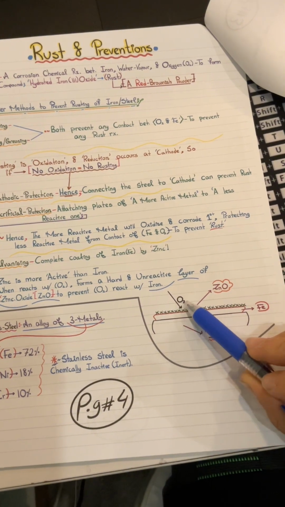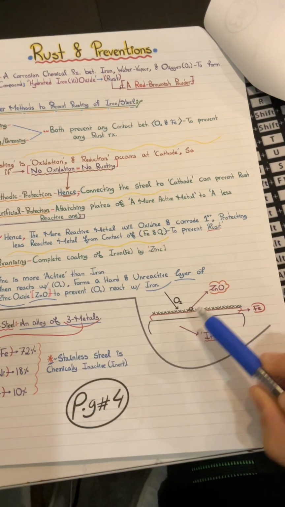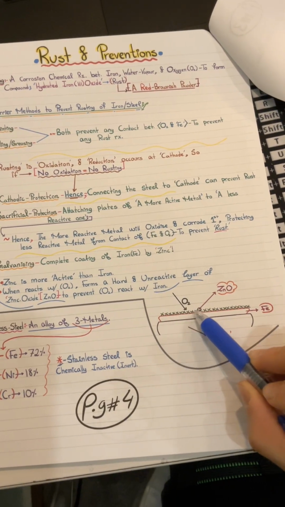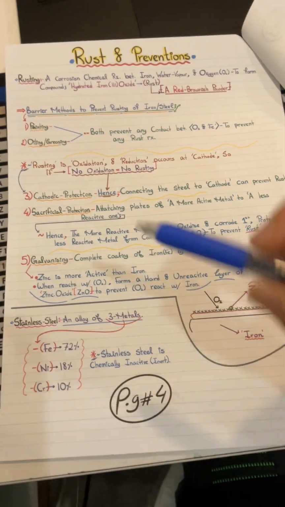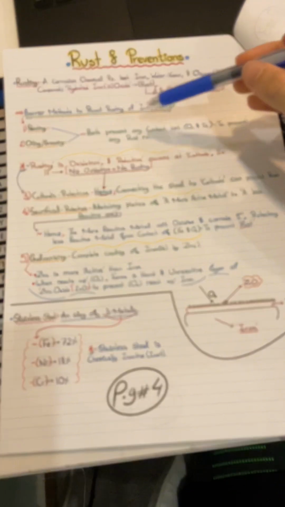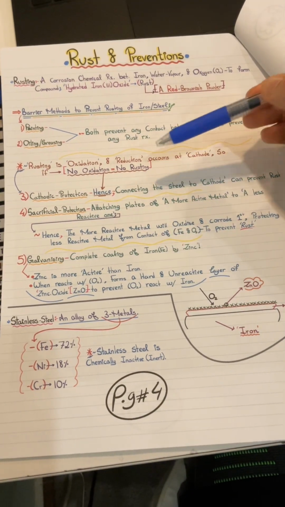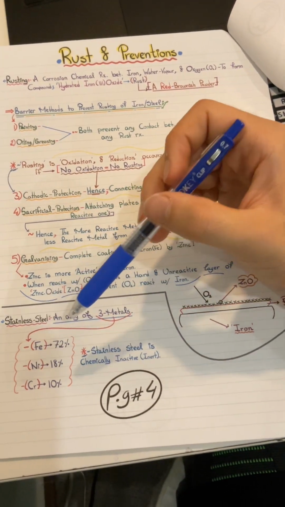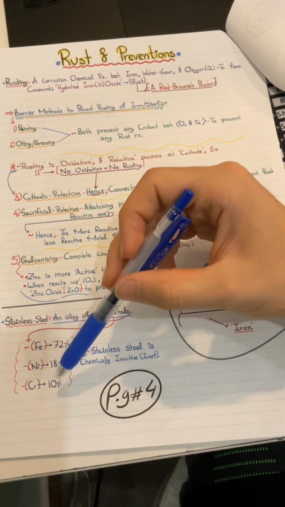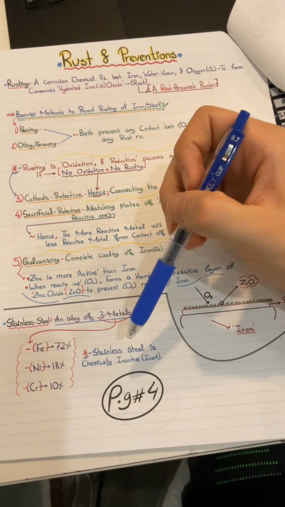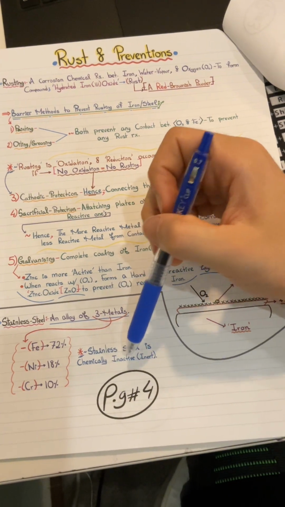Now zinc will react with oxygen and form zinc oxide. It will form a strong non-reactive layer which will prevent iron from reacting with oxygen. Okay, so these are the 5 barrier methods used to prevent rust. Stainless steel is an alloy of 3 metals: 72% iron, 18% nickel, and 10% chromium. Stainless steel is chemically inactive, inert.